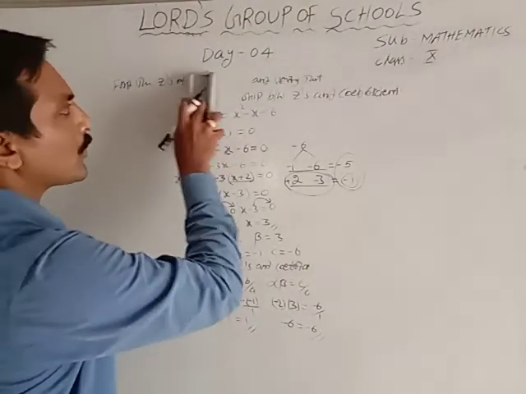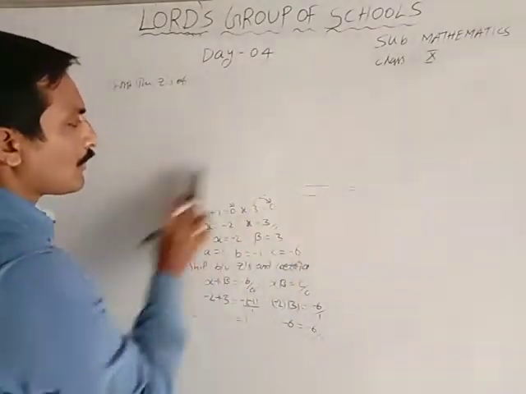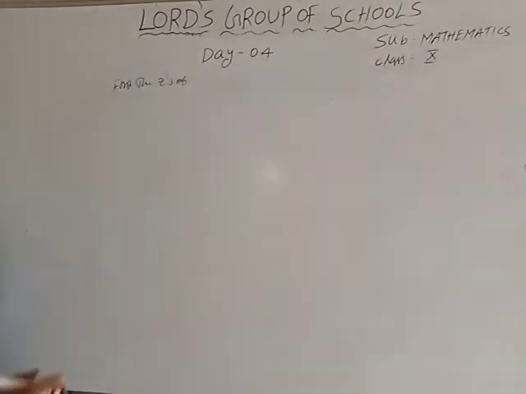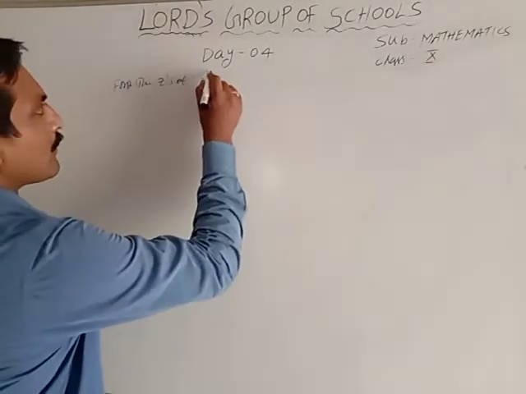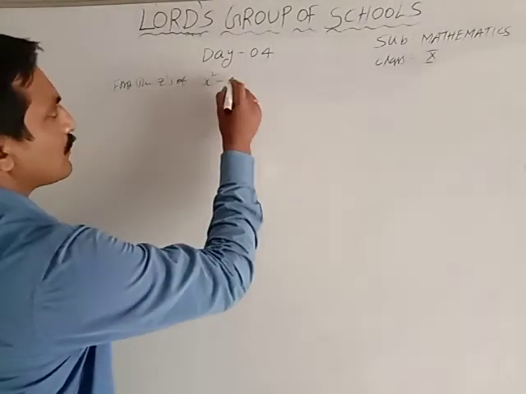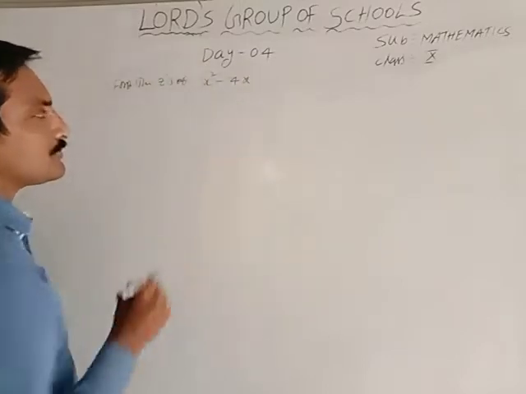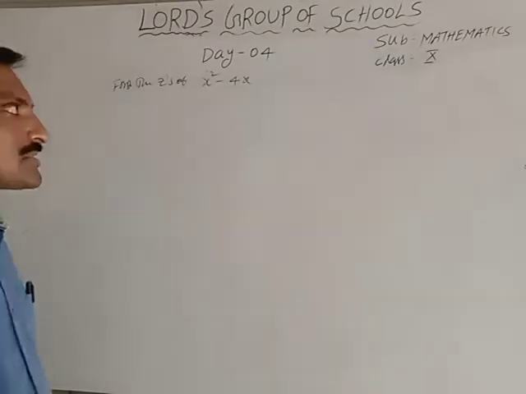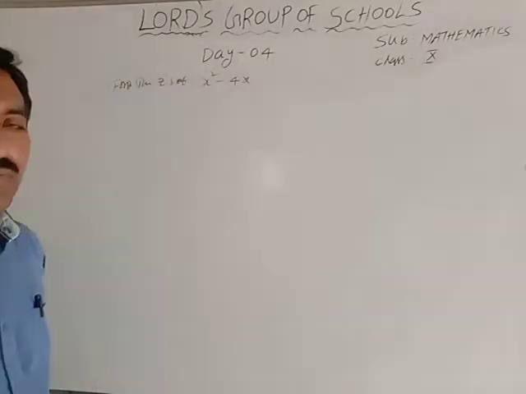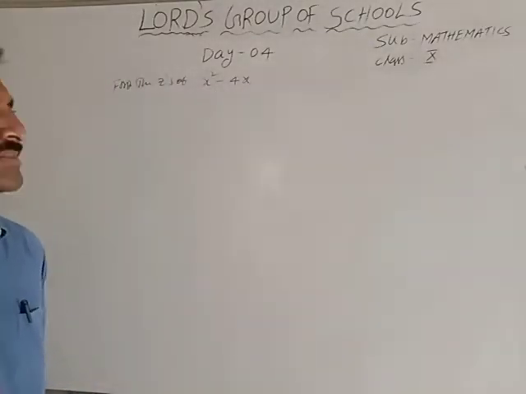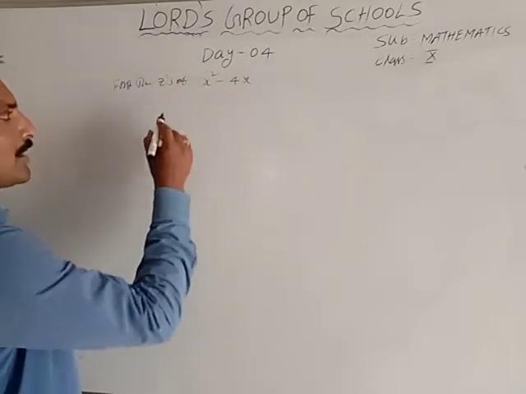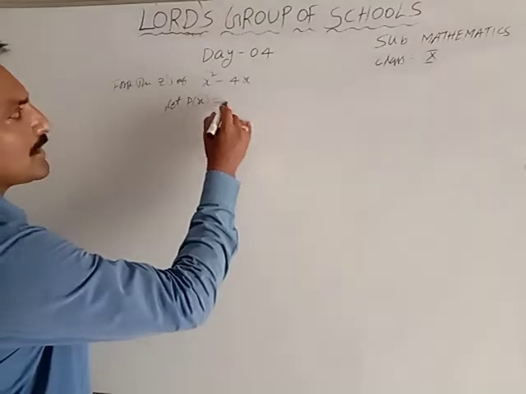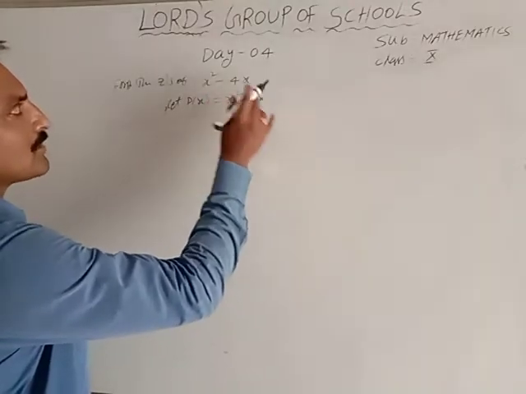One more model, one more question. Find the zeros of x square minus 4x and verify the relationship between zeros and coefficients. What is the given polynomial? Let p of x be equal to x square minus 4x.